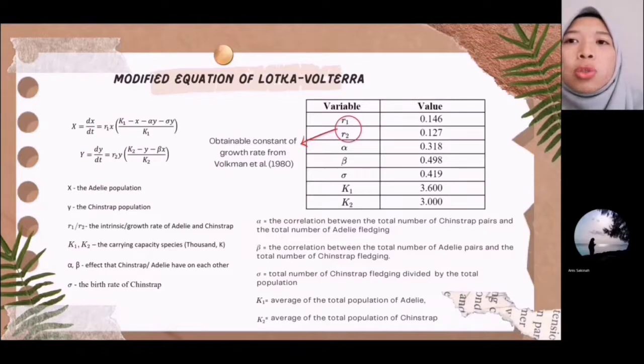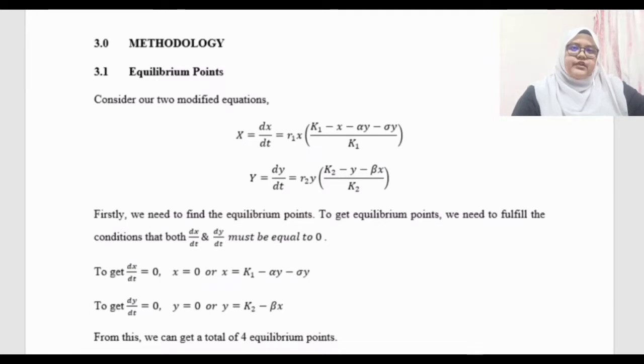Alpha is the correlation between the total number of Chinstrap pairs and the total number of Adelie fledgling. Beta is the correlation between the total number of Adelie pairs and the total number of Chinstrap fledgling. Sigma is the total number of Chinstrap fledgling divided by the total population. K1 is the average of the total population of Adelie, and K2 is the average of the total population of Chinstrap. Next, moving on to the methodology.